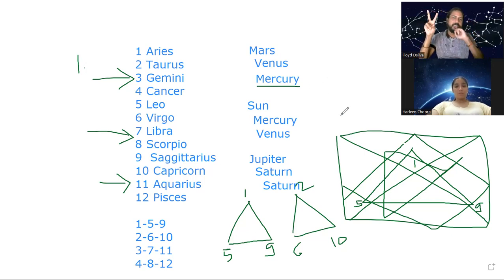Twins. Twins means there is a confusion in some way. So it is a sign for duality, for confusion. And that is Gemini. So it is related to that.